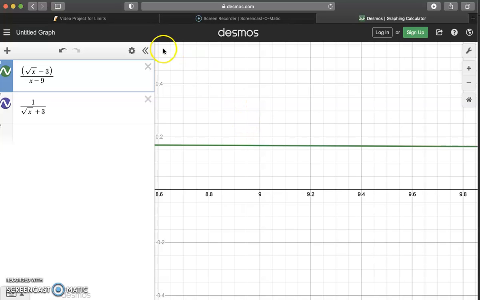But this is our old function. If we plug our new function into Desmos and do the same thing, coming from the negative direction, we get closer and closer. We can see it's approaching what looks like 1/6. When we get to 9, we do actually get the value of 1/6. This is just another way of demonstrating how to find the limit.